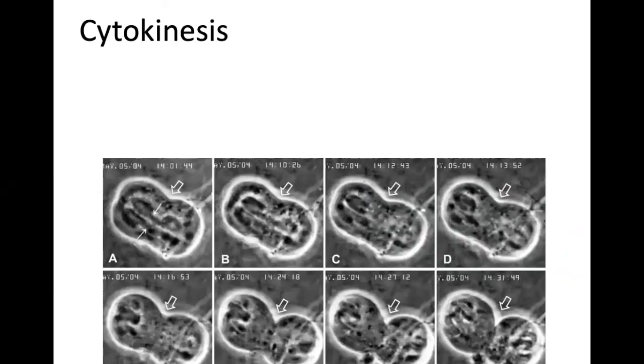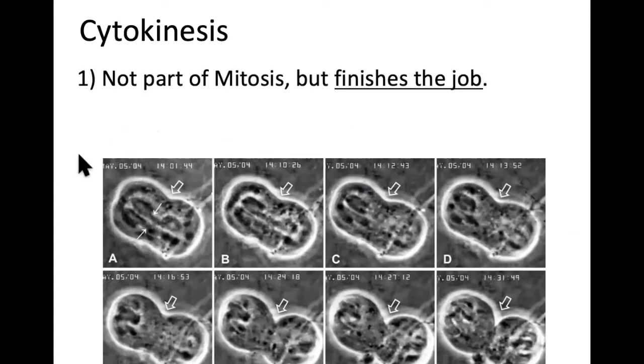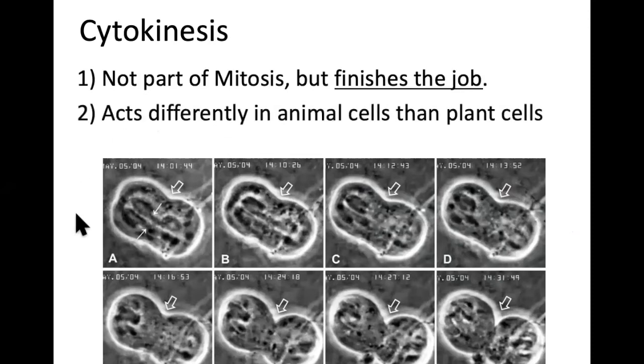Cytokinesis. And this is the simplest part, really, cytokinesis. Like I said, not technically part of mitosis, but we are going to finish the job. And it does come in two different categories. They're going to behave differently between animals and plants.